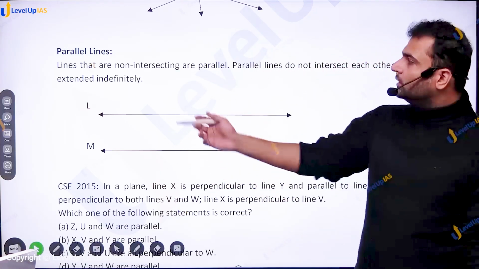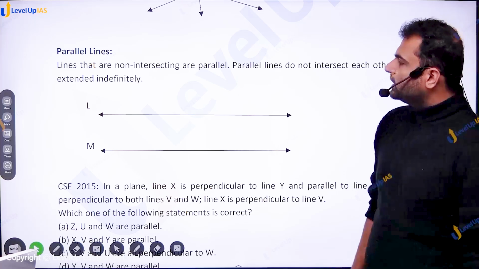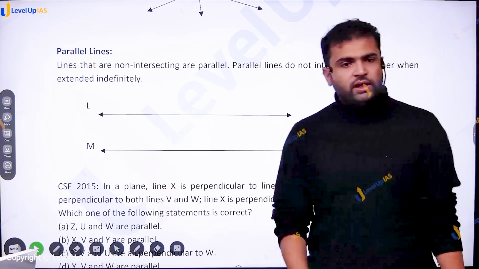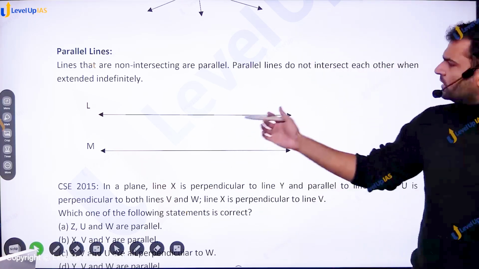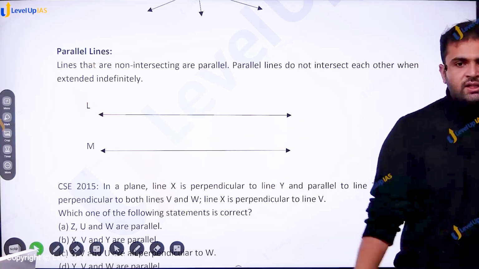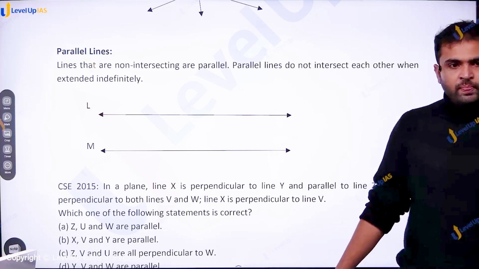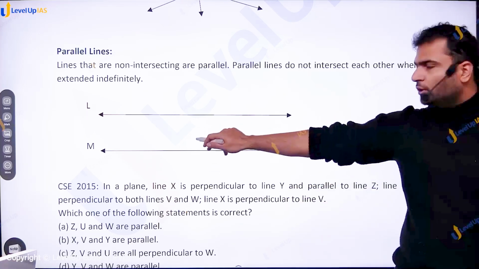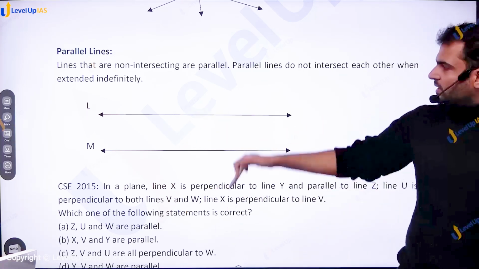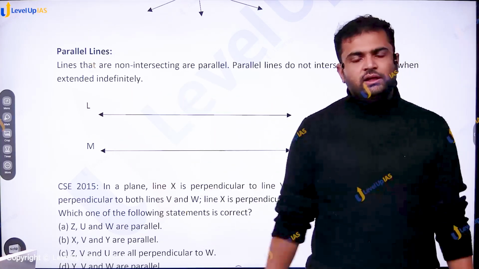Parallel lines that are not intersecting are parallel. Parallel lines do not intersect each other when extended indefinitely. So parallel lines, you can extend them indefinitely in both the directions. They do not intersect. Distance between them remains same. कुछ distance है ना इन दोनों के बीच में, that will remain same. कितना भी चले जाओ, किसी भी direction में चले जाओ, they will exactly remain parallel.